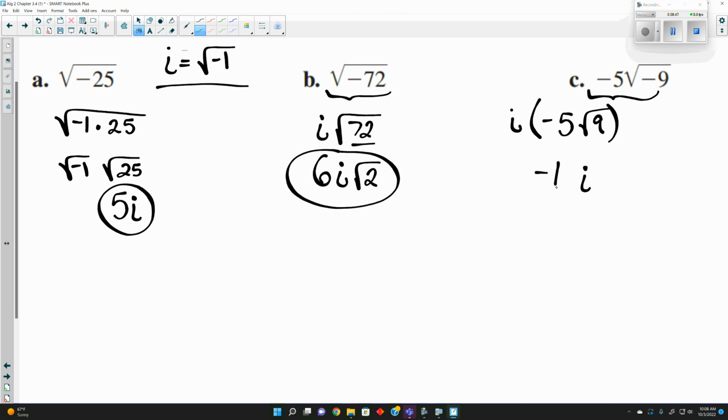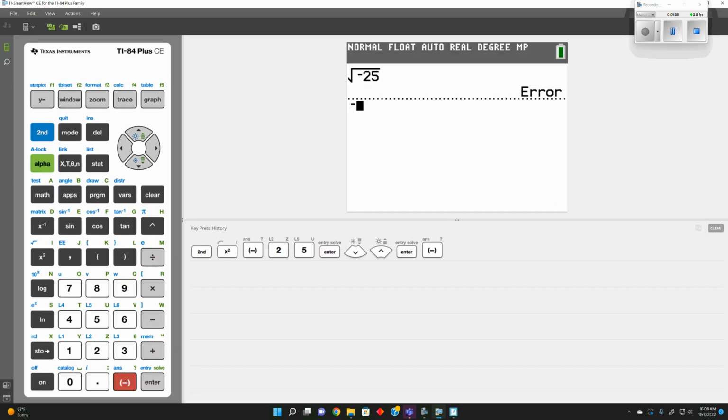So is there a way you can just ignore both the negatives and put it back on there? Yeah, because in the calculator you could type this in as negative 5 times the square root of 9, hit enter, and it'll give you the answer, and then you can put the i back in. So, I don't mean this to sound rude, but I don't understand why.